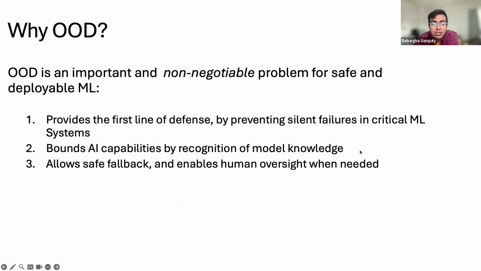So this is actually a non-negotiable problem for safe and deployable ML, because most of our models, as we've talked about before, are bounded by the knowledge they possess based on the data that they've been trained on. And when we go beyond this bound, we get silent failures where your model might give bad predictions with good confidence. And we want to allow some amount of safe fallback, where if it does fail, a human can interfere or it does not give wrong decisions.